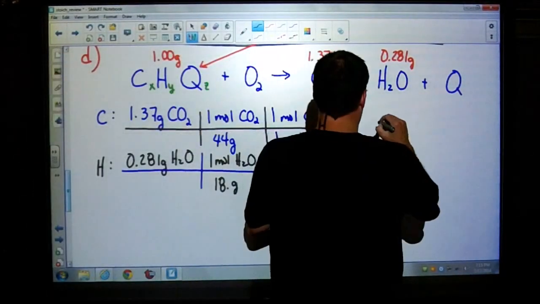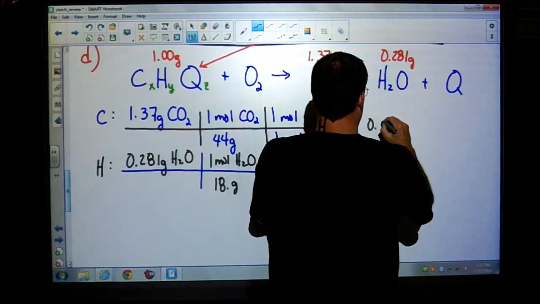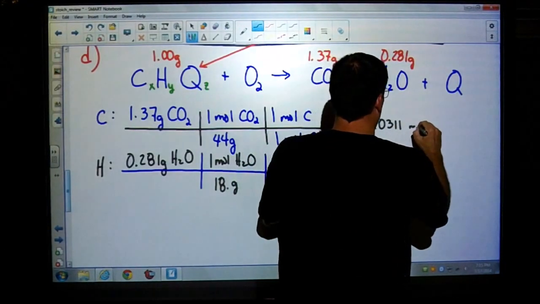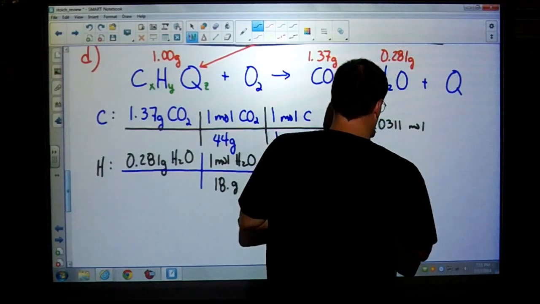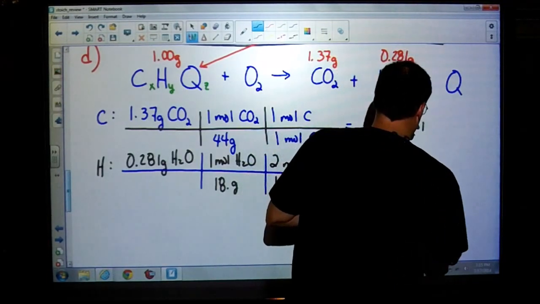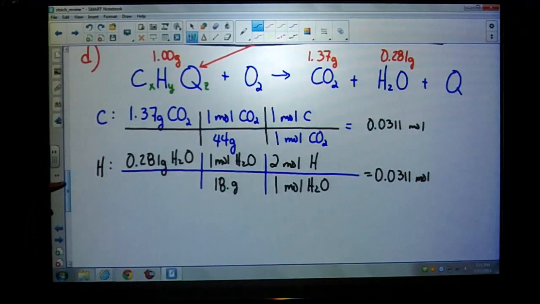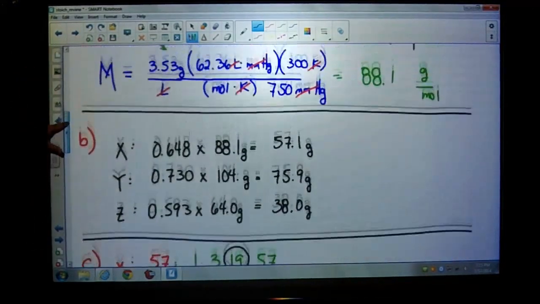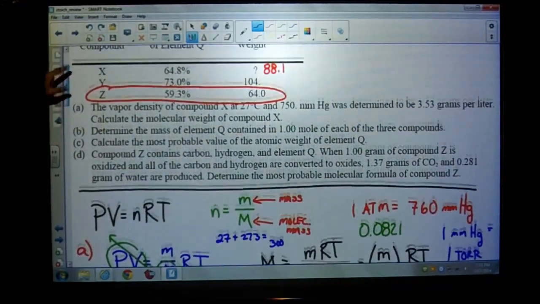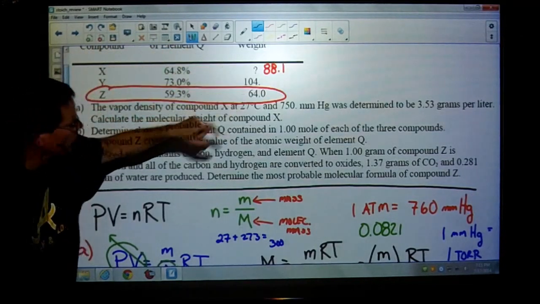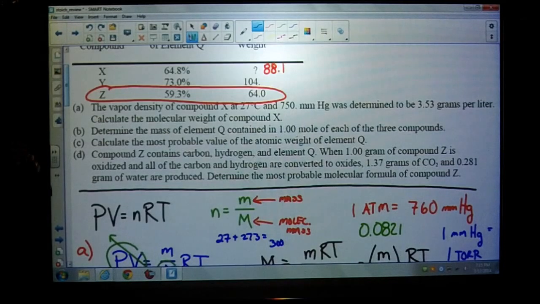So we get some interesting values. We get 0.0311 moles. But the bad news is we can't just stop there and say, oh, okay, it's a 1 to 1 to 1. We have to realize that from our given information here, we have 59.3. And we know that Z has a molar mass of 64 grams per mole, so we can find out how many grams of that we have.